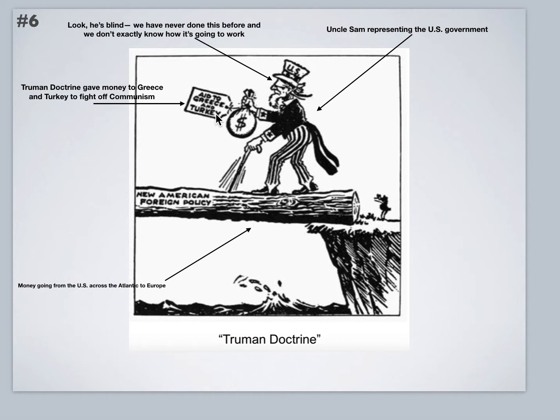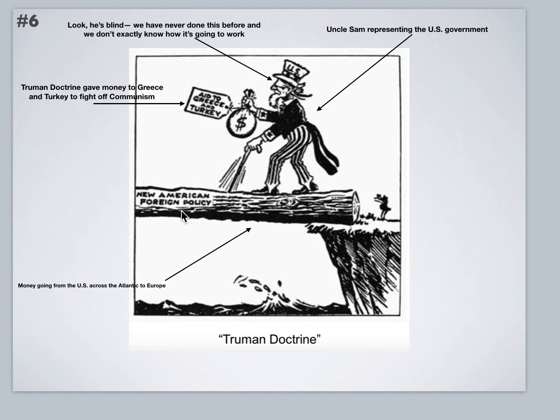So that's the basis. What we see, though, I think is the key part here is the fact that he's blind. So you can kind of see his cane and you can see his blindfold. And I think the point that the cartoonist is trying to make here is that this is something we've never done before. And so we don't exactly know how it's going to work. The phrase is we're going in blind, that we are going to give them money, but we've got no direction here. So where this says the new American foreign policy, this is not something we've ever tried before. And we're going to give them money and we're going to hope that it works.